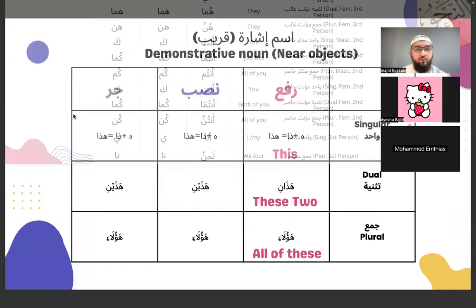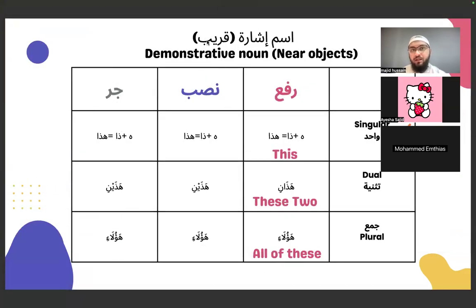طيب. Now, moving forward, we have ism ishara. Ism ishara are of two types. Ism ishara qareeb, that means you point objects that are near to you. And then ism ishara ba'id, you point the objects that are far from you. The objects that are near to you, we call ism ishara qareeb. They are also divided into three things. One is rafa, nasab, jar. And it will also have singular, dual, and plural.